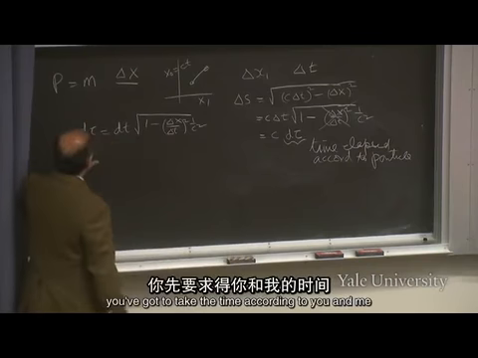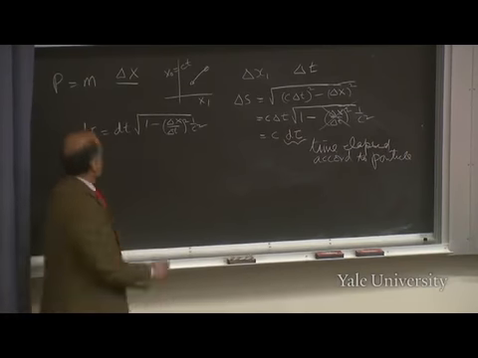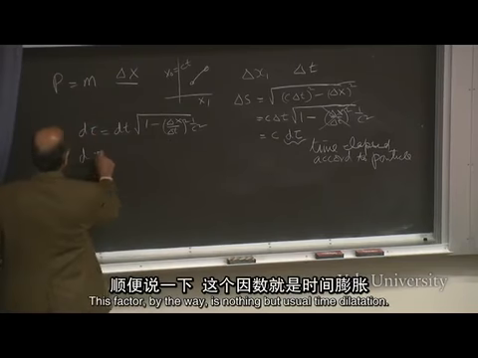To get the particle time, you've got to take the time according to you and me and multiply by this factor. This factor, by the way, is nothing but the usual time dilatation.